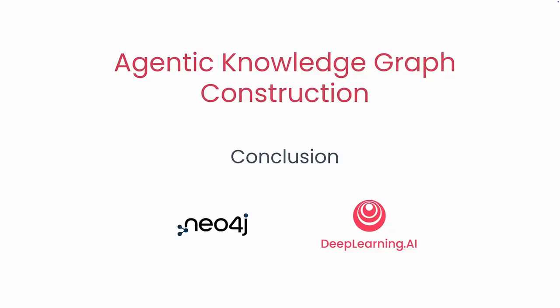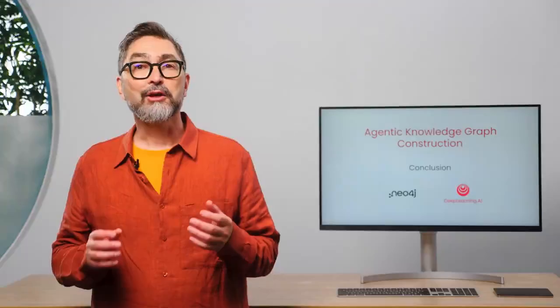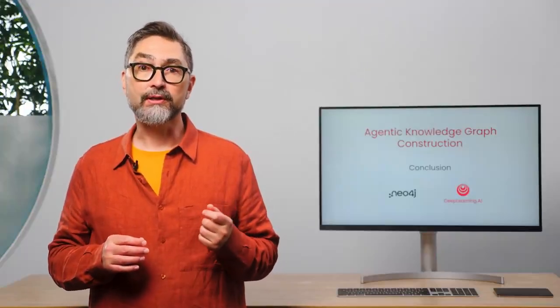In this course, you learned how to build a multi-agent system that transforms your structured and unstructured data into a knowledge graph. You learned how to set up each specialized agent in your system, what prompt to use and what tools to define, and how to share context among the agents. Congratulations on completing this course, and I'm looking forward to seeing what you'll build on your own.